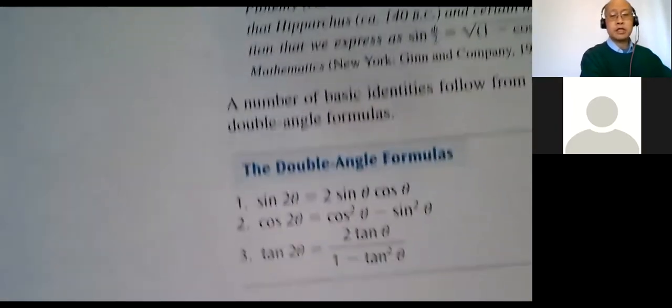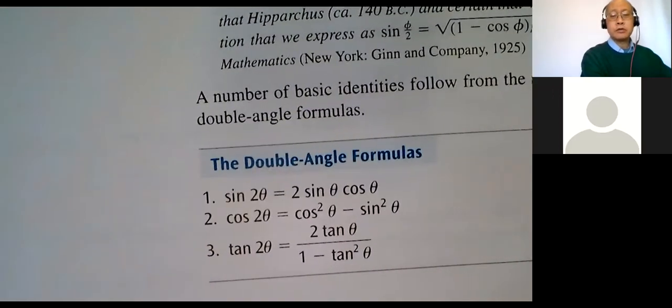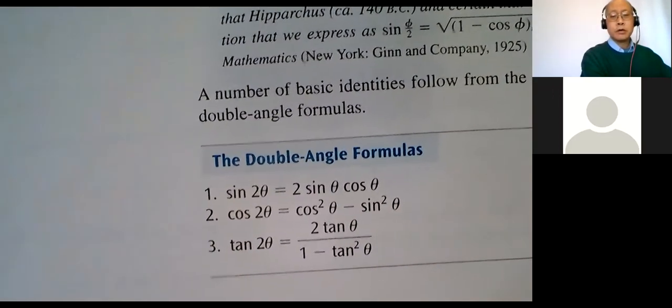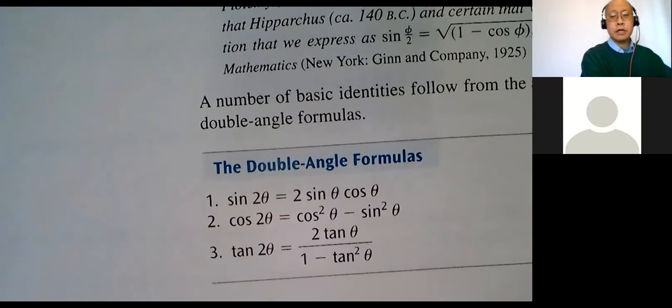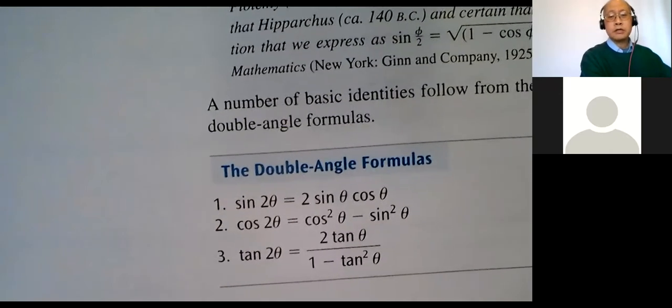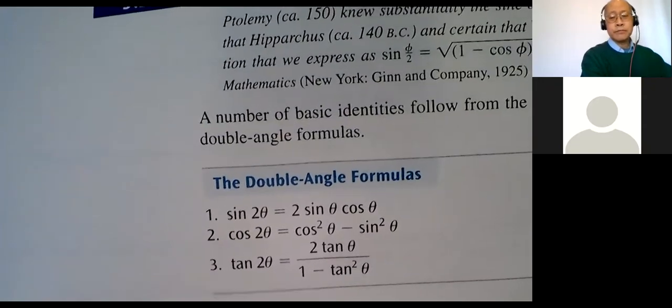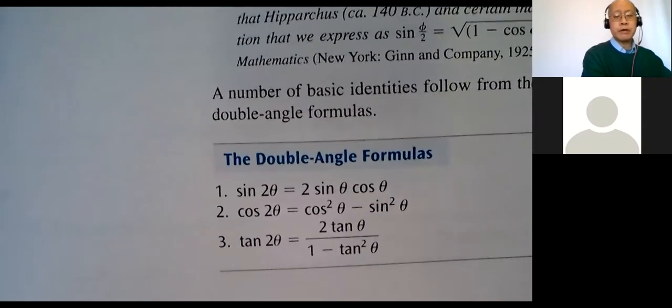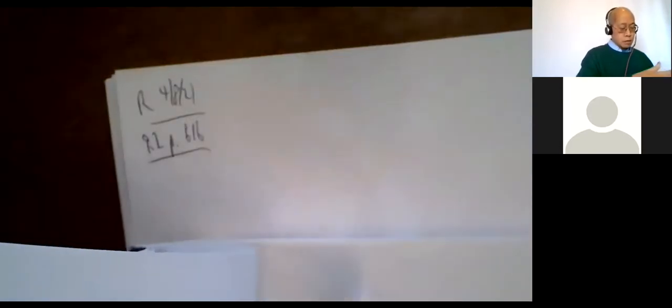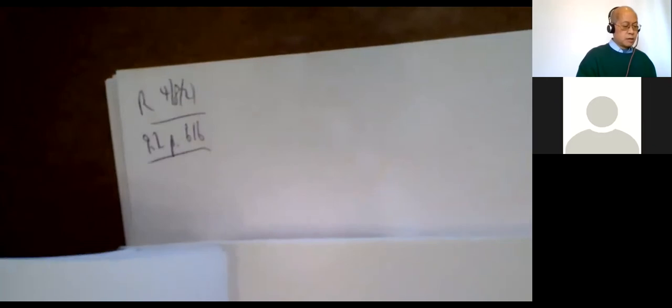If you want to put this on your next cheat sheet, sine of 2 theta equals 2 sine theta cosine theta. Cosine 2 theta is cosine squared theta minus sine squared theta. Tangent 2 theta equals 2 tangent theta divided by 1 minus tangent squared theta. And again, the formulas go both ways. Be ready to go from right to left or from left to right. There are more formulas.